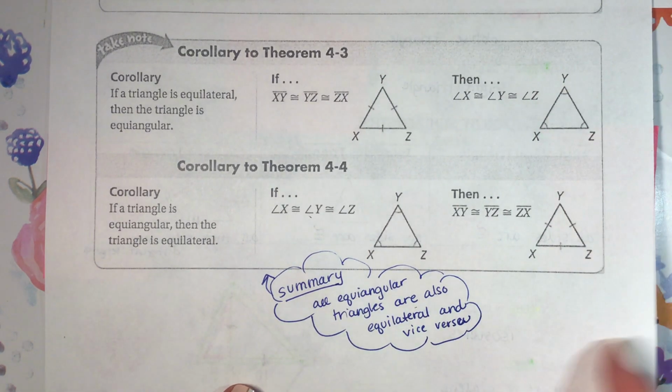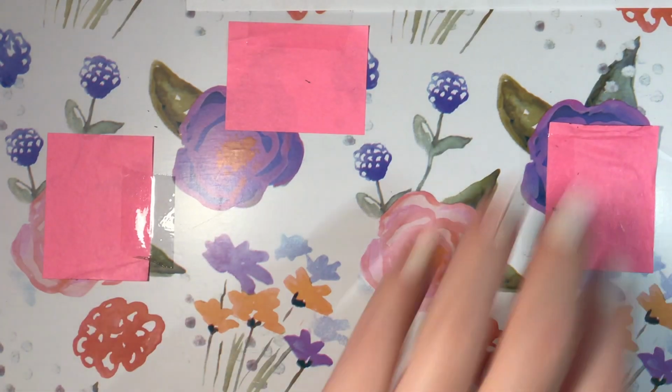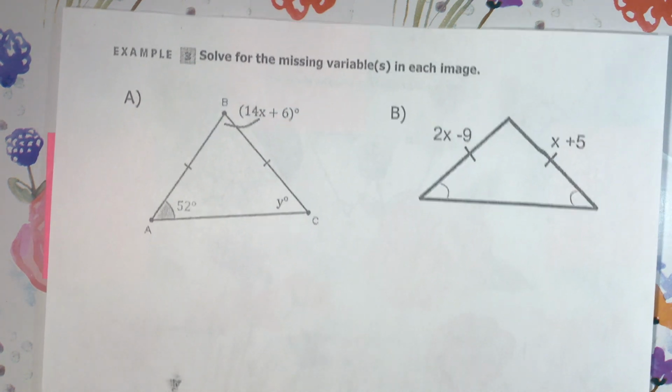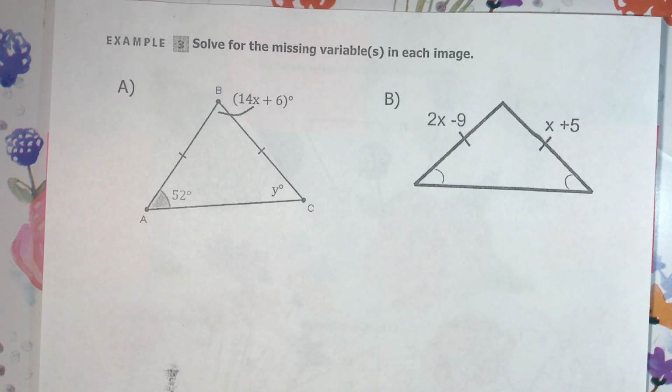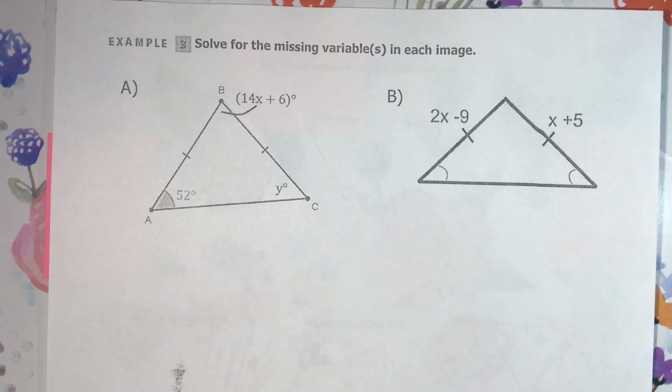Let's put that into action with a couple examples so you can see what this actually looks like. So flip your page, and we have just four examples with this, and then we'll be done with the notes. It says, solve for the missing variables in each image. We are given information in each, and it looks like we're working with isosceles triangles in each one. So we are going to solve for anything that is unknown or any variables in each of these.